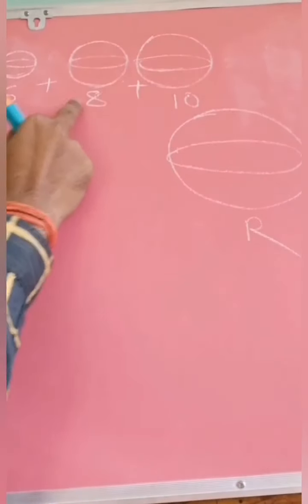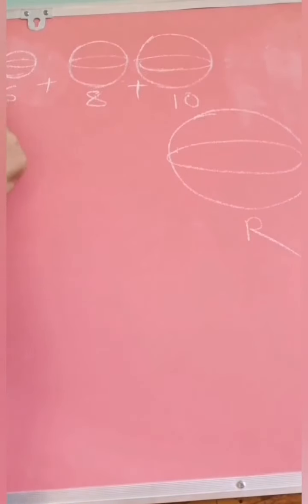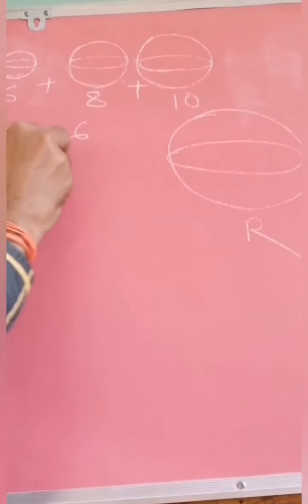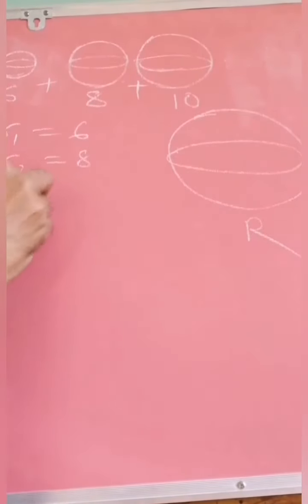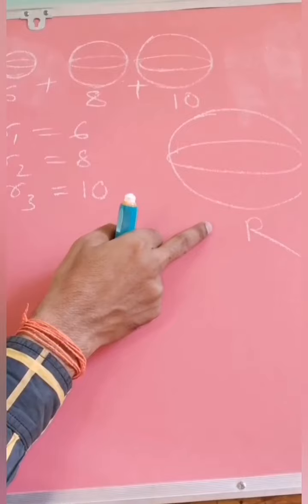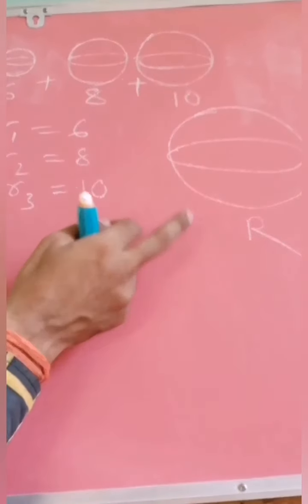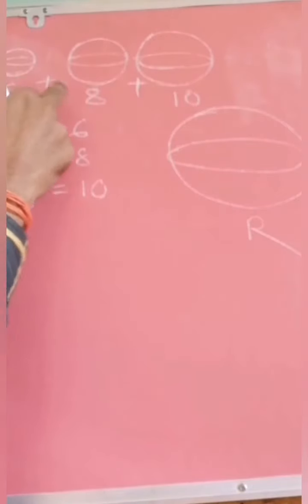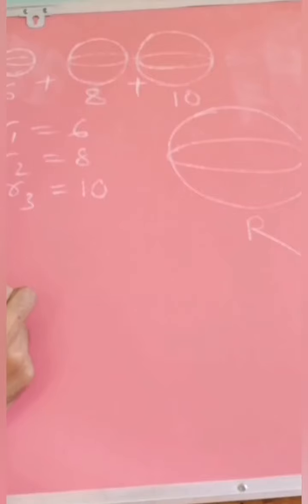So the given spherical balls' radii we can take as radius 1, 6 cm, radius 2, 8 cm, radius 3, 10 cm. The three are melted and recast, meaning brought into a new shape, and the new shape is also a spherical ball. So what should be equal here? The volume of the bigger sphere is equal to the volume of the three smaller given spheres. The formula of volume is 4 by 3 pi r cube.